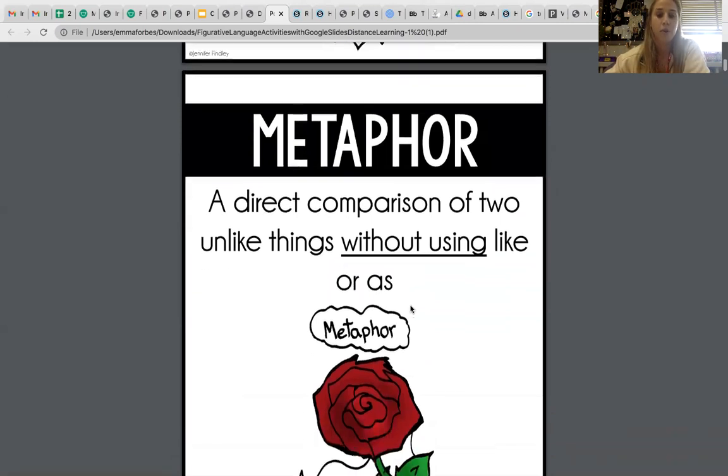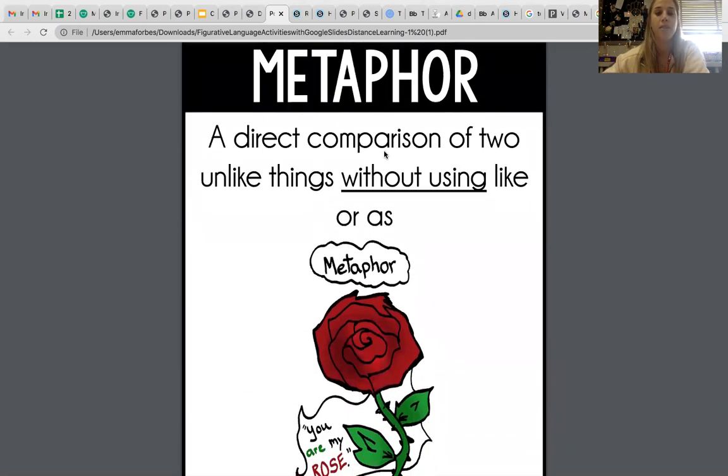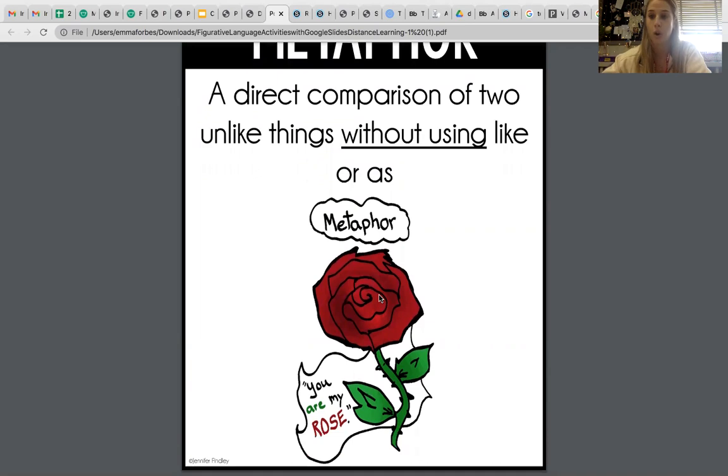Let's go down to metaphor. A metaphor is a direct comparison of two unlike things without using like or as. So you're looking for the words is, are. You're comparing two things and you're saying they are exactly this. So for example, you are my rose, you are the sun.